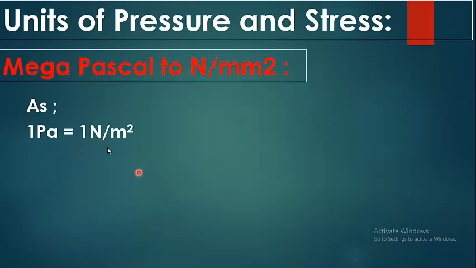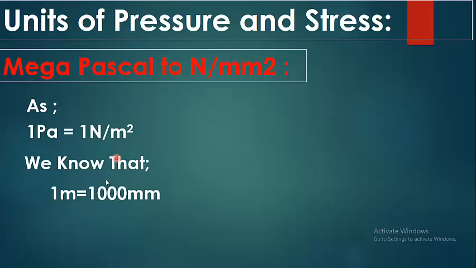As we already know that 1 Pascal is equal to 1 Newton per meter square, and we also know that 1 meter is equal to 1000 millimeters, as we are going to convert this meter square to millimeter. So 1 meter is equal to 1000 millimeter and 1 square meter will be equal to 10 raised to the power 6 millimeter square. So here we have converted 1 square meter to 10 raised to the power 6 millimeter square.